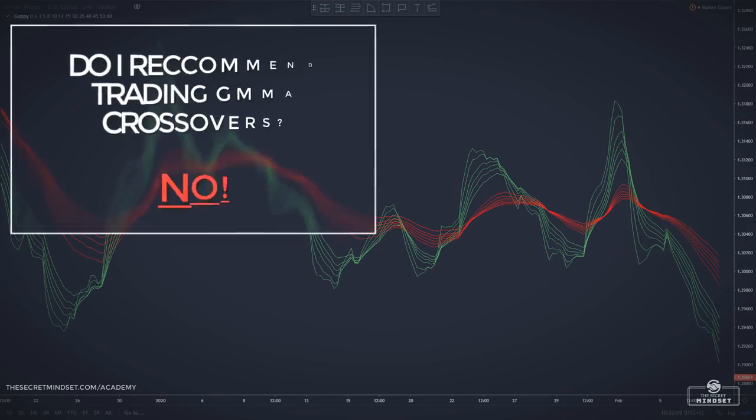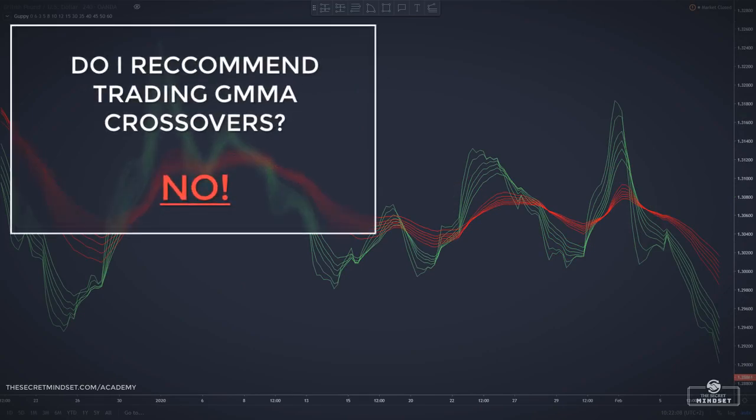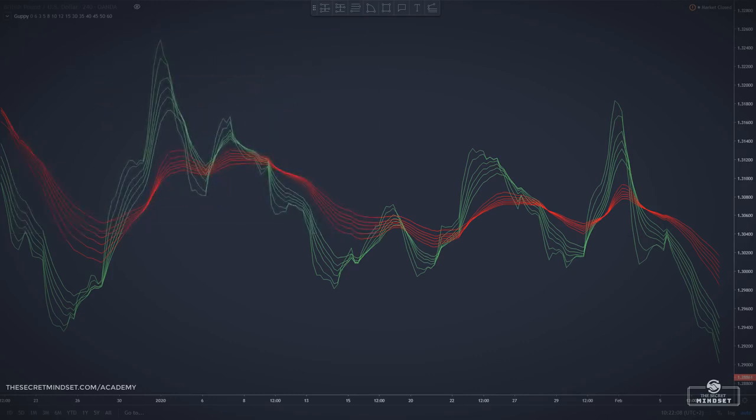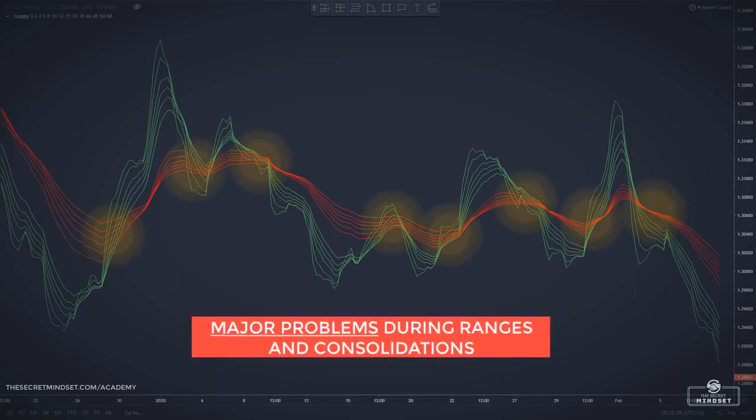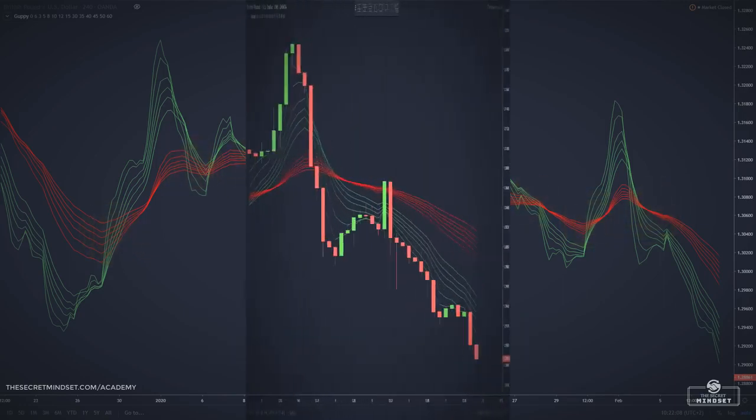Now, if you followed my previous videos on moving averages, you probably know that I'm not the biggest fan of moving average crossovers. Since the GMMA indicator was designed for trending assets, these moving averages run into problems when price consolidates. The indicator shows consolidation and potential reversals when the short and the longer-term moving averages condense.